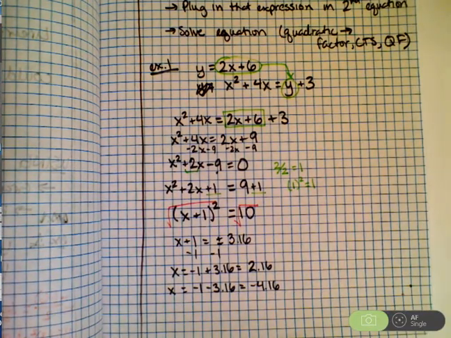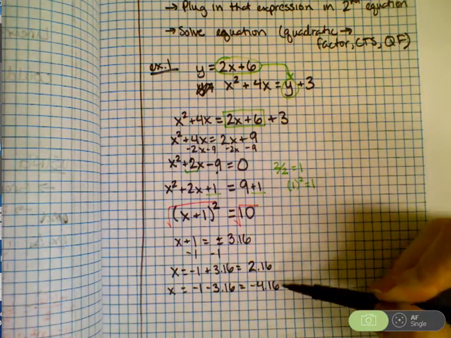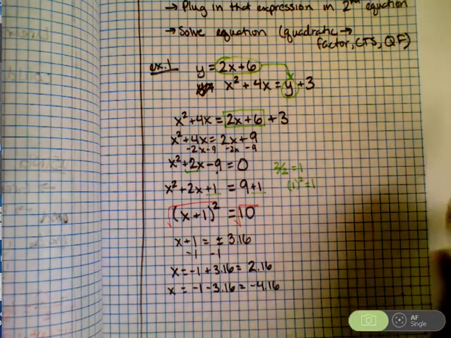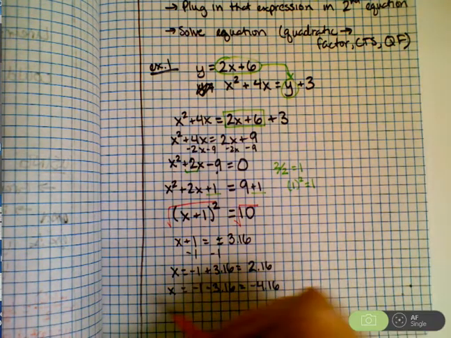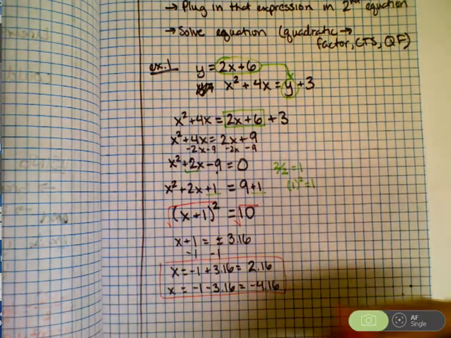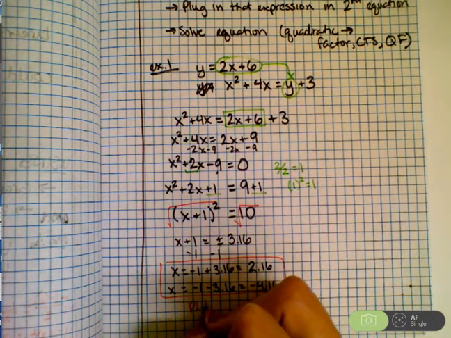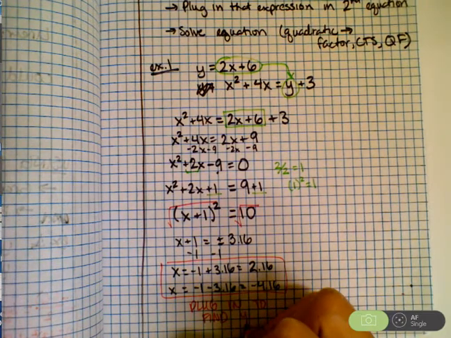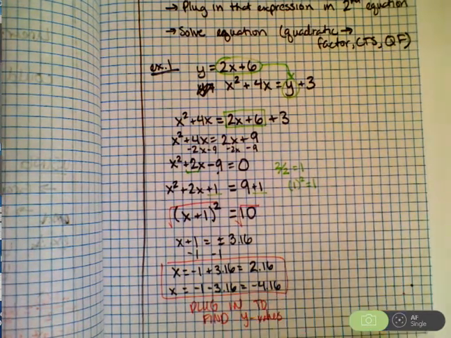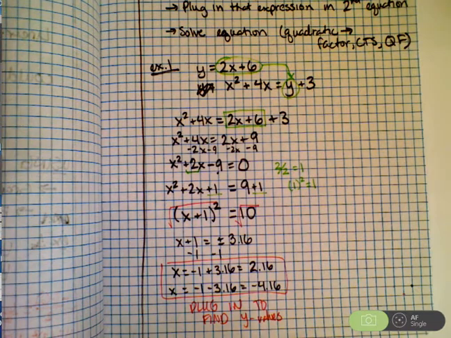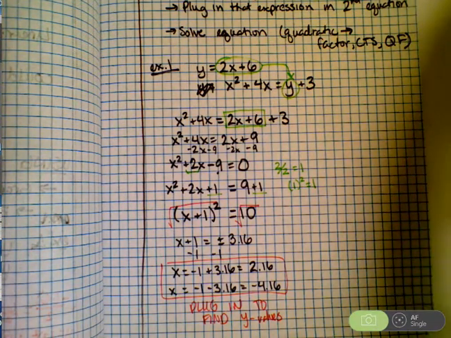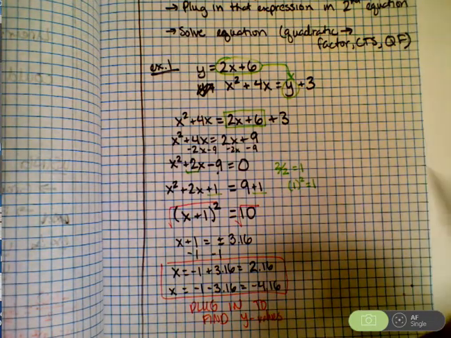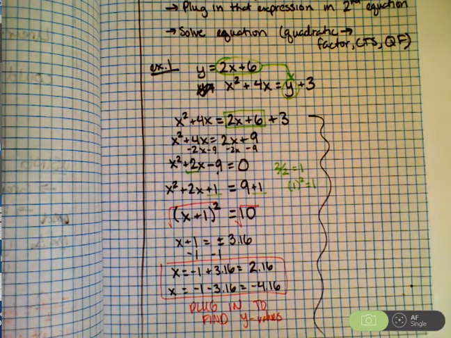So now, and this is the thing we have to remember, we have the x coordinates of our two solutions. What we don't have yet is the y coordinates. So we're going to use these x values, right? And we're going to take those and we're going to plug them in to find the two y values. Because remember, when we're talking about these, we're talking about coordinates, and points always have an x coordinate and a y coordinate.